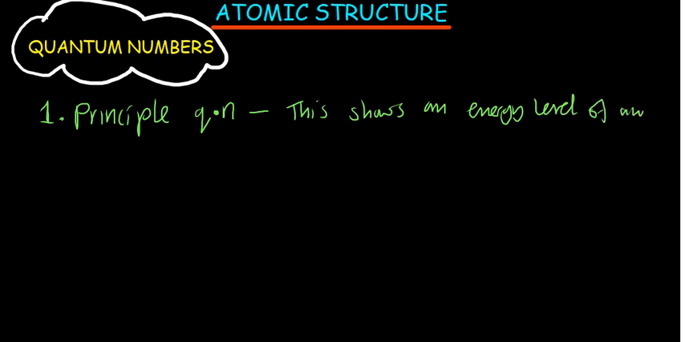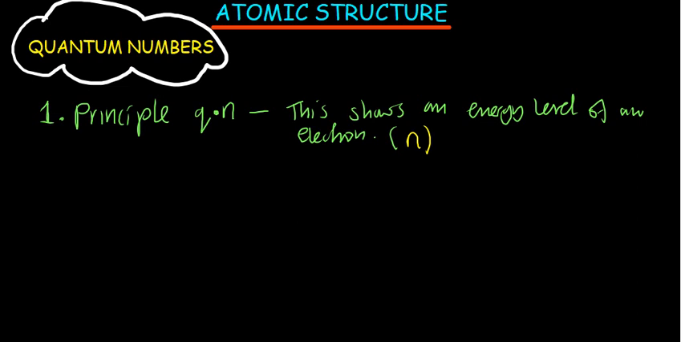In other words, when you're talking of principal quantum number, all we're talking about is the shell number. The symbol for principal quantum number is small n. So we're going to see n is equal to 1, n is equal to 2, n is equal to 3, n is equal to 4, just like that. So that is what we call principal quantum number.